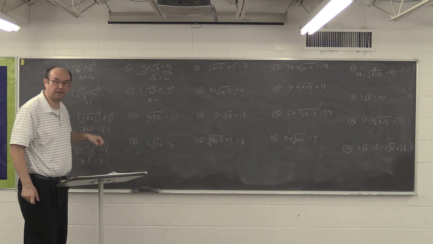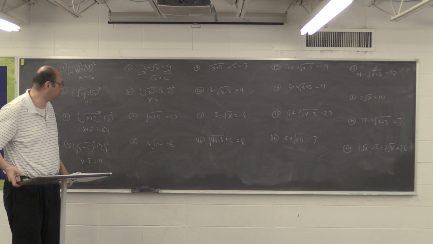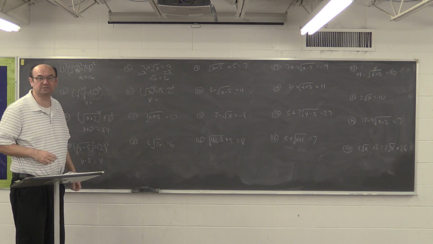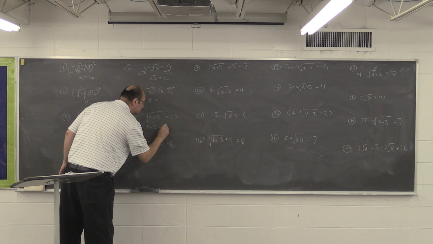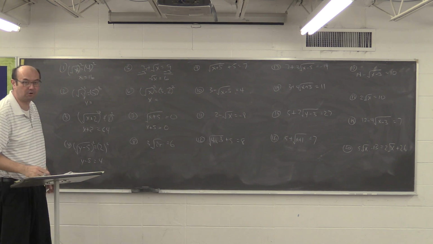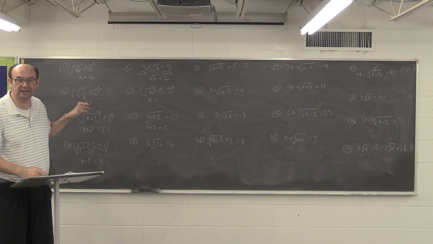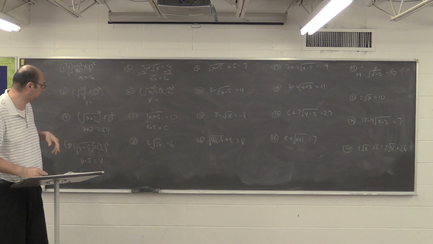Give me a right answer, okay? 3.2 times 3.2. Number 7, we're going to square both sides. X plus 5 is equal to, well, 0 squared is 0. Go ahead and isolate x, give it by itself, give me an answer.